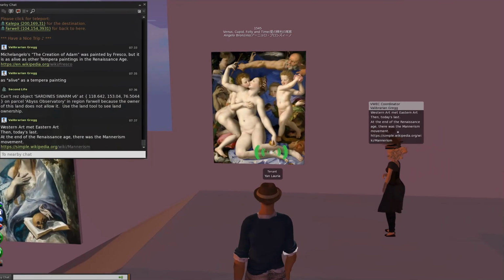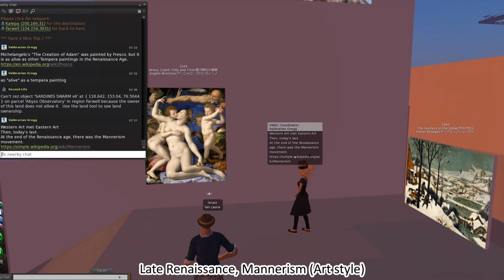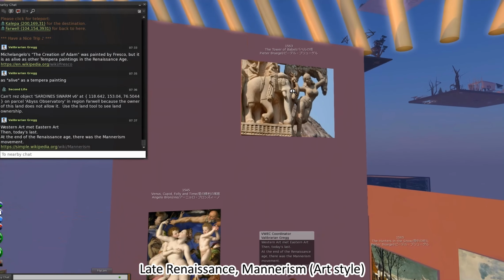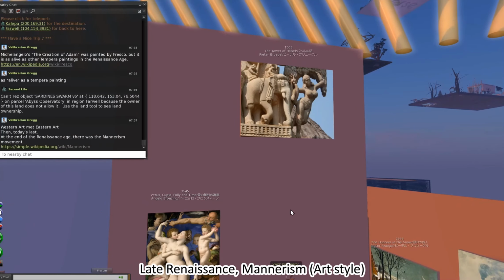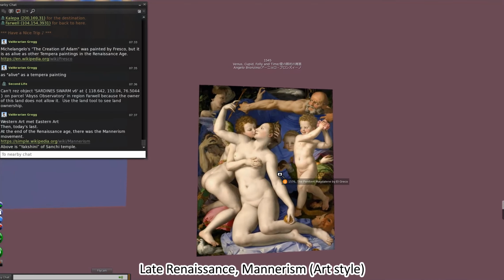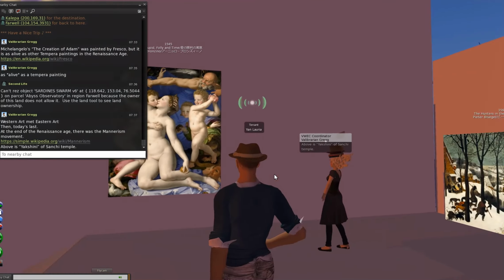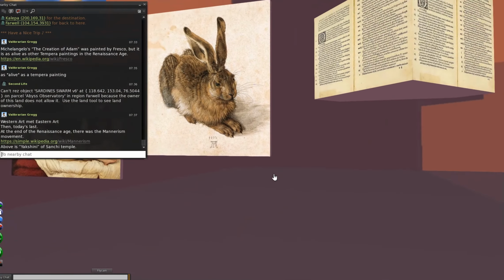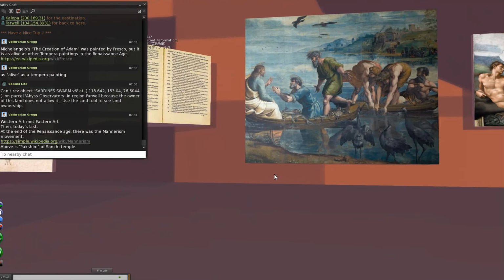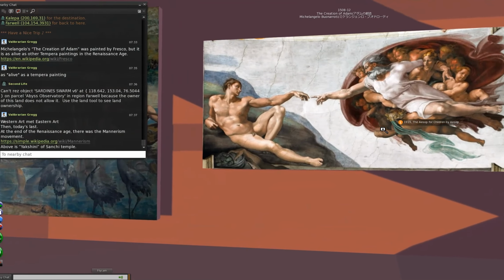Then today's last. At the end of the Renaissance age, there was a Mannerism movement. So look up. There is a Yakshini of a Sun Temple. I believe this Mannerism art was affected by Eastern art, Indian art. Renaissance art is basically stable. But some art is rather dynamical.